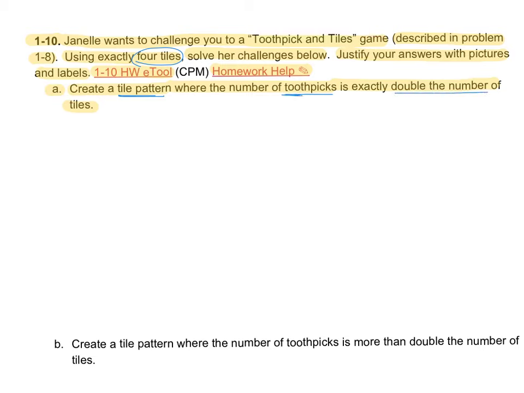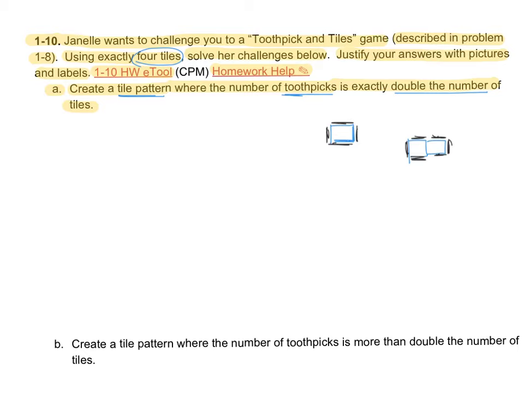This refers to when you have 1 tile, then the number of toothpicks that are around: 1 toothpick, 2, 3, and 4. If I had 2 tiles, then the number of toothpicks around will be 1, 2, 3, 4, 5, 6. So this is in reference to problem 1-8.